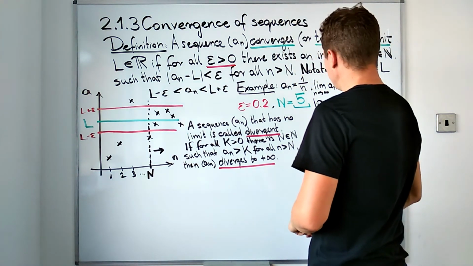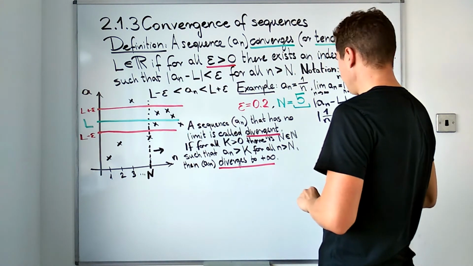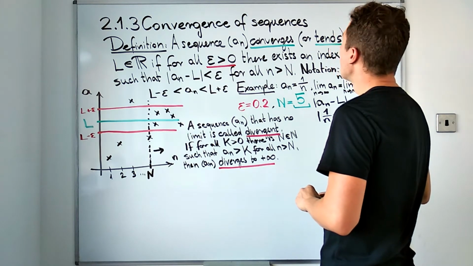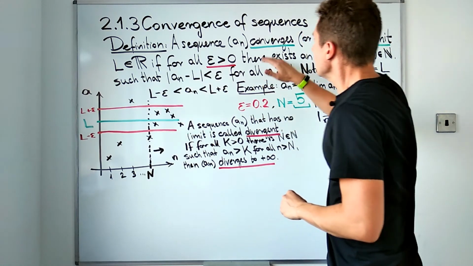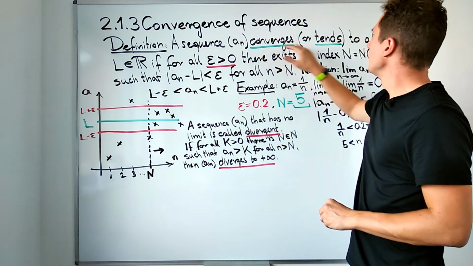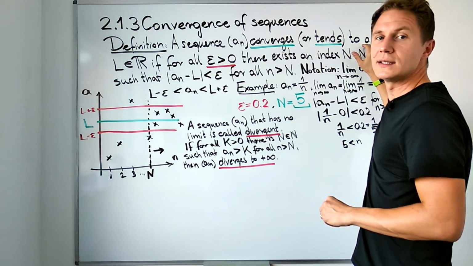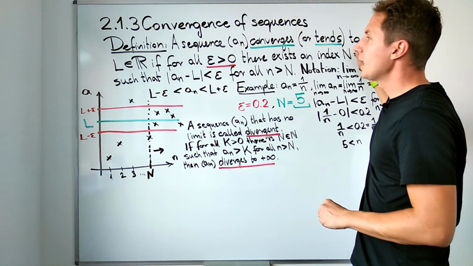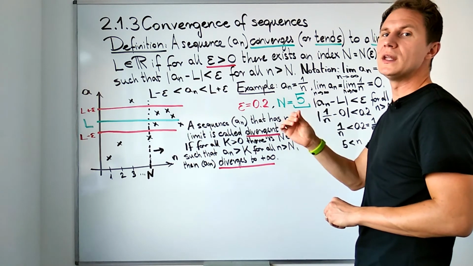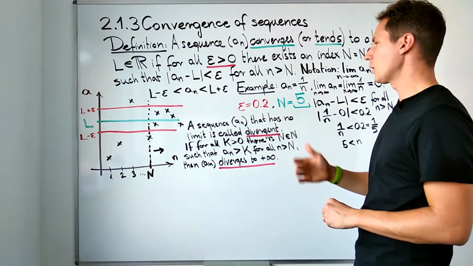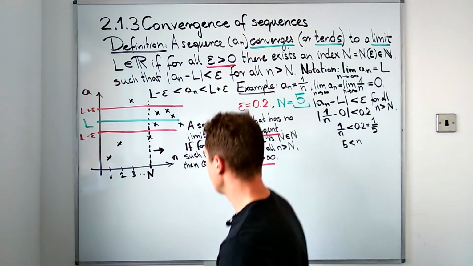Okay. Finally, just to finish the video, I would like to show you that if a limit exists to our sequence, then that limit is unique. There is only one limit to a convergent sequence. So this is our proposition.